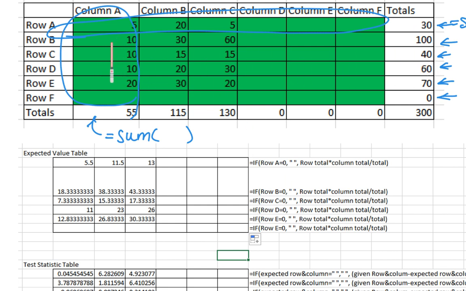I'm going to multiply by my column total, which for my first entry would be 55. And then I would divide by this entry here, this cell. That would give me the 18.33. This one, again, is going to be the exact same thing. I'm still going to grab row B. I'm going to grab my row total, which is the same. Now my column total has moved over one to this, and my total is still this cell here. So that's how I do the expected values.